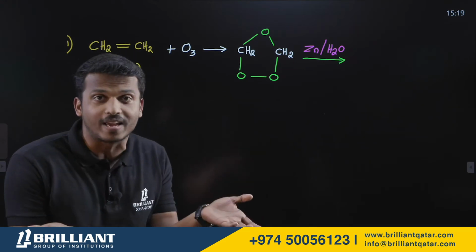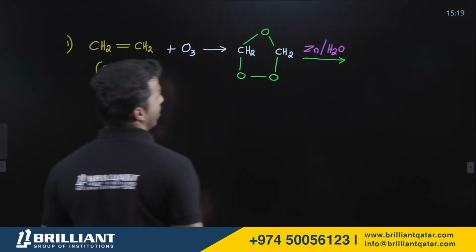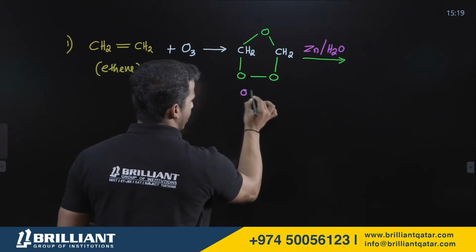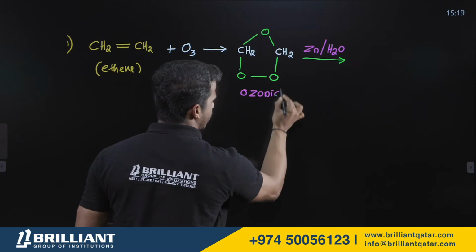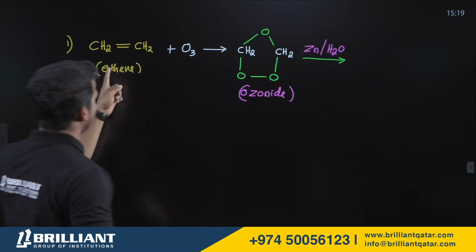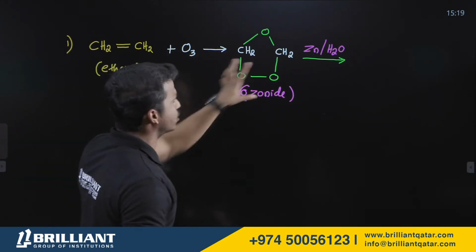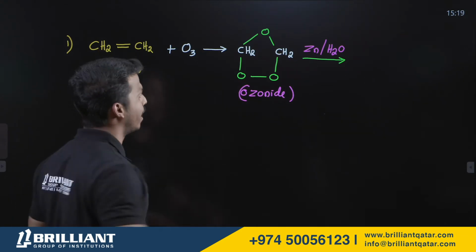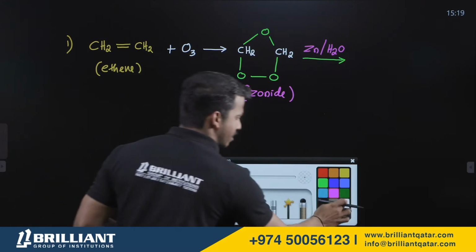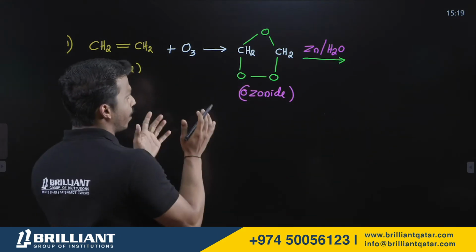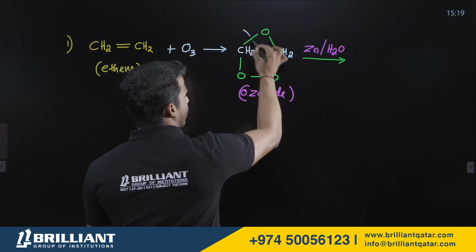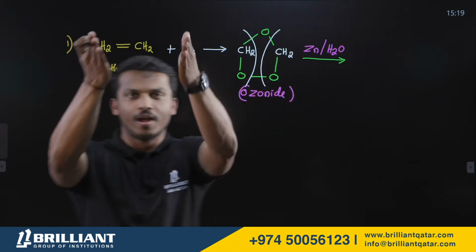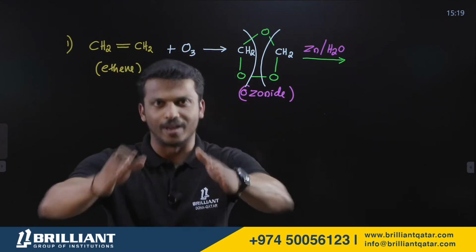And where does the breaking happen? One more thing: just keep in mind, this ring compound is known as ozonide. When the alkene reacts with ozone, the ring compound formed is called ozonide. How does the breaking happen? The breaking is always done in such a manner: break this bond and this bond. This is the way of breaking.